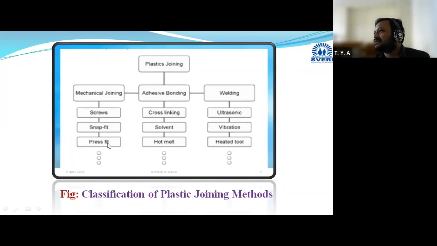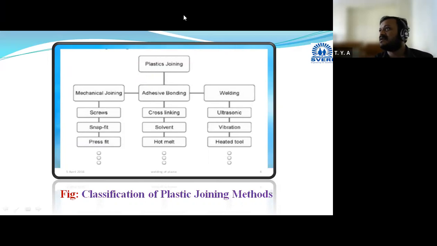Then the application of some snap fit or press fit. Simply, 2 different parts will be connected. Now in the second method, we are using some chemicals or some solvents to join different plastic parts. We are creating a bond between these 2 plastic parts. We are joining by creating the bond.